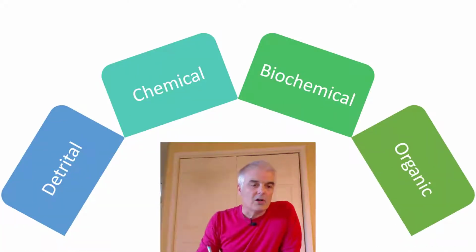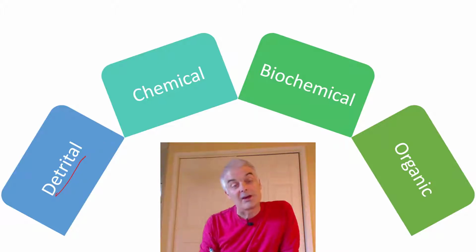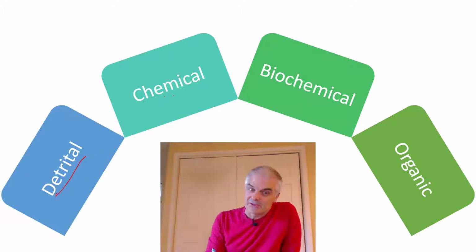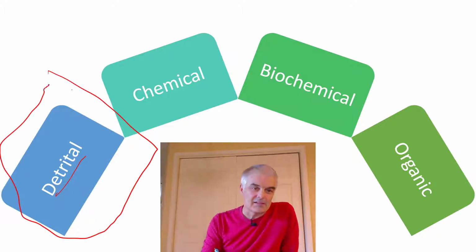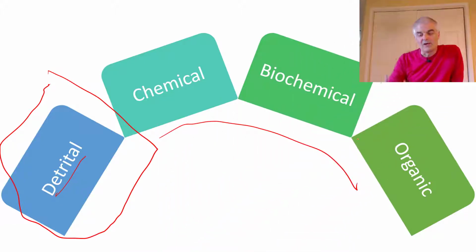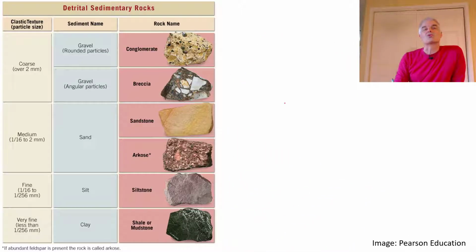They are called, Mr. Bergmann doesn't know how to pronounce, detrital? I think it's detrital. I don't know how to pronounce it. It was in the book. So it's called, I can spell this one, chemical, biochemical, and organic. And actually the detrital are the most common. So we'll spend most of our time talking about these bad boys and then a little bit more on these. So let's talk about the detritus.